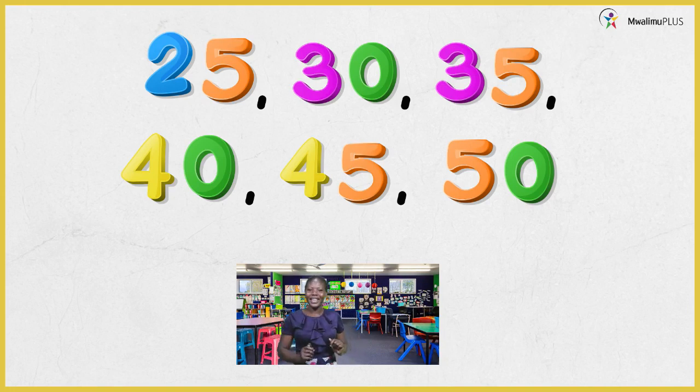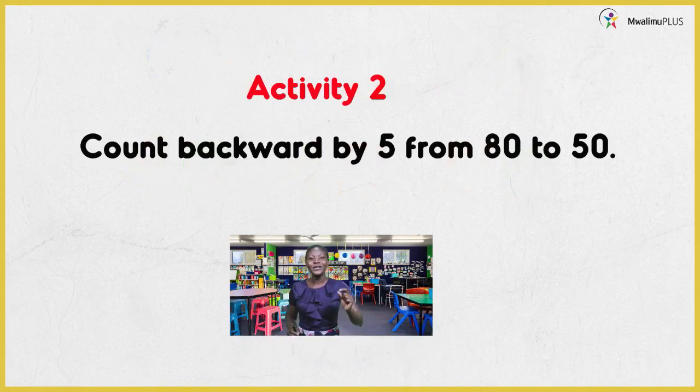Another activity, count backward by 5 from 80 to 50. Here we are counting backwards, whereby the numbers should reduce. So we have the specific numbers 80 and 50. So we are going to take away 5 from the first number, which is 80. 80 take away 5. Chap chap.